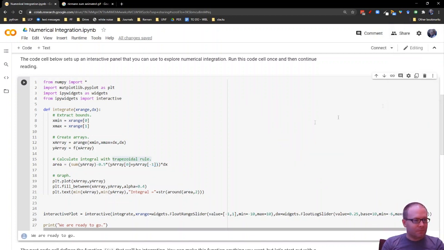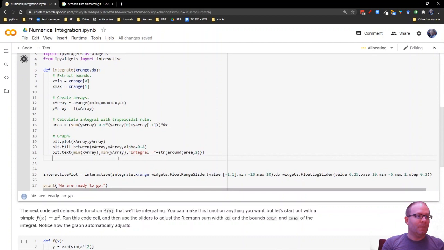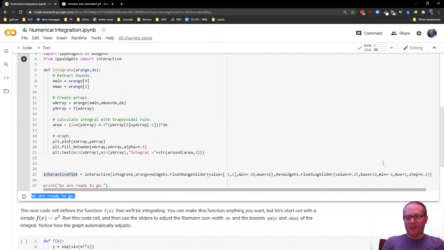And then we're going to create a graph. We're going to create a graph of the actual function, and then we're going to show you what the area looks like to give you an idea of how good that approximation comes out. The other thing we're going to do is define something called interactive plot. This is going to create a set of widgets for us where you can actually specify what the range is for x min and x max and what the dx is. This doesn't actually create it yet. We actually have to call interactive plot on the next cell. This is just telling us that we are ready to go.